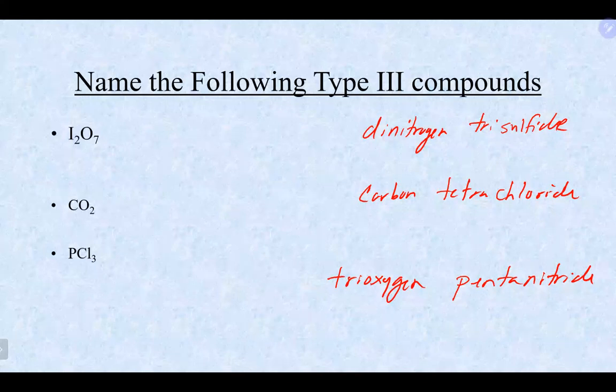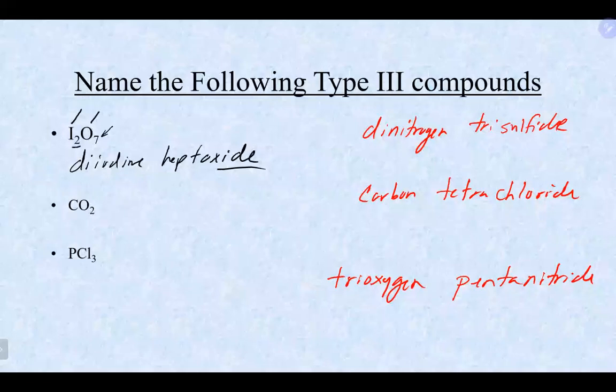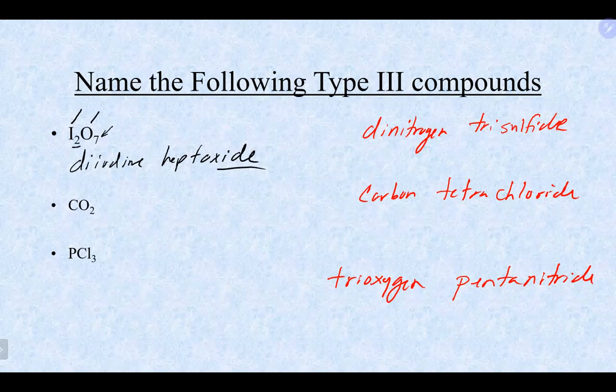So once again, identifying what we've got going on, I see a nonmetal and another nonmetal, which means we just need to roll into the proper prefixes. So I've got 2 of the iodines, so we'll go with di for 2, and iodine, whole name, for the first guy. Prefix for 7 is hepta. Here we will drop the A and give the second guy the IDE treatment, so diiodine heptoxide.